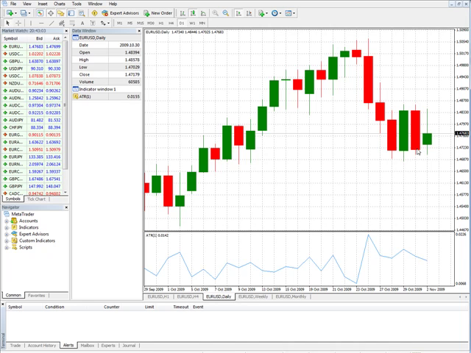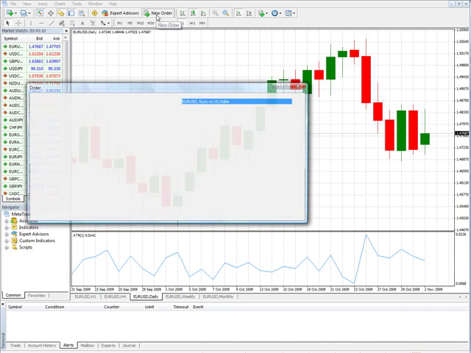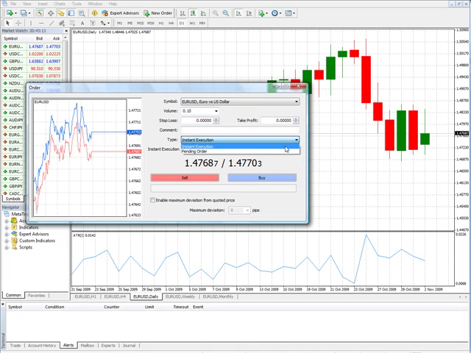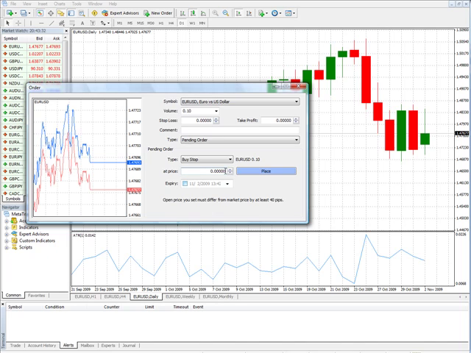Okay, so we can actually place an order based upon this bar, and it'll be a pending order, of course. So let's pop over to new order, and it's going to be a pending order. Since we look to buy above the market, we're going to place a buy stop up here. And the price we want to place that buy stop at is 1.46827.